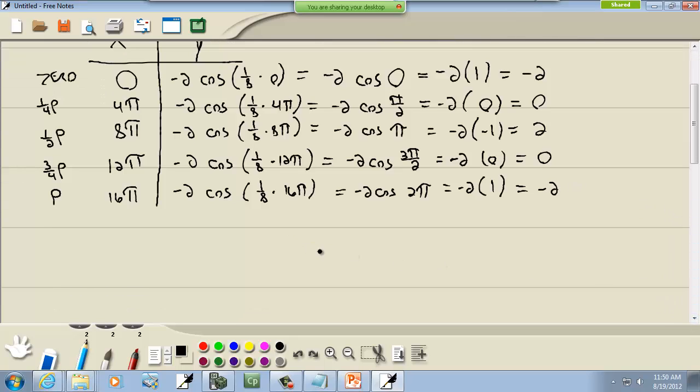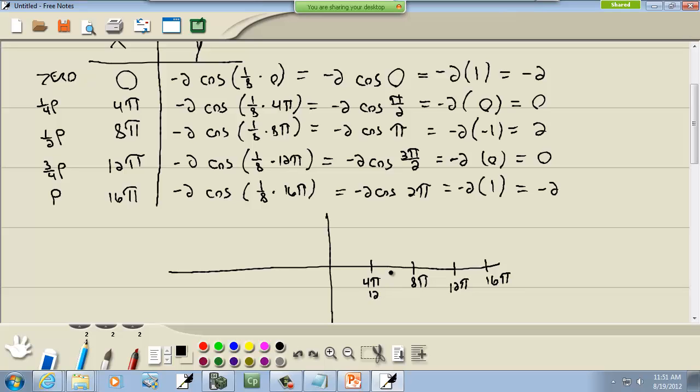Okay, now let's sketch this. Here's 16 pi. Here's 8 pi. Here's 4 pi, and then here's 12 pi. Now pi is 3, so this is like 12 right here. It bounces back and forth between 2 and negative 2. If that distance is 12, 2 is something like that right there, and negative 2 is something like that, if I were to draw it to scale.